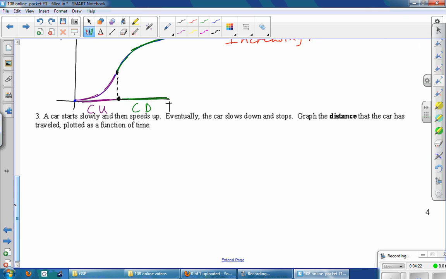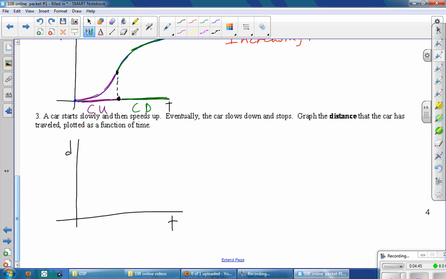Number 3. A car starts slowly and then speeds up. Eventually the car slows down and stops. Graph the distance that the car has traveled, plotted as a function of time. So over here we have distance, down here we have time. The car starts slowly and then speeds up, eventually slows down and stops.